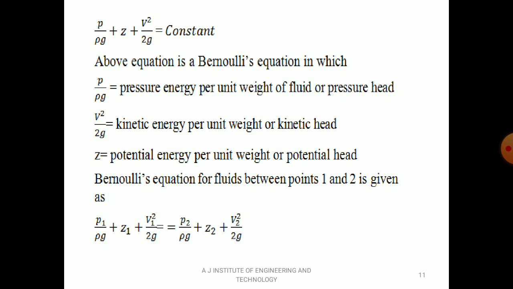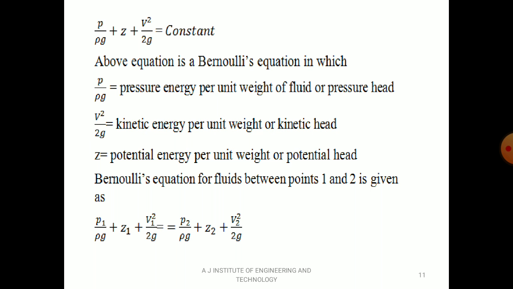V square divided by 2g is kinetic energy per unit weight, or kinetic head. It is called kinetic head, or kinetic energy per unit weight. You know, V square by 2g is kinetic energy. Then z is related to some height. So z is potential energy per unit weight, or potential head. It is commonly called potential head, or sometimes potential energy per unit weight.